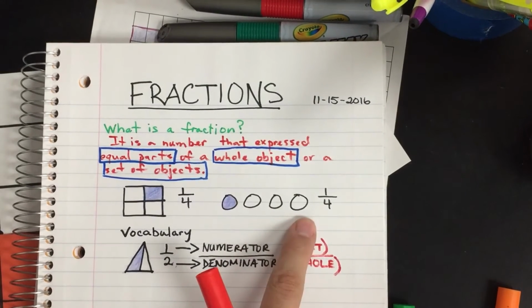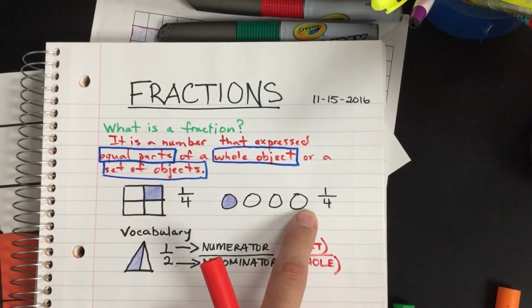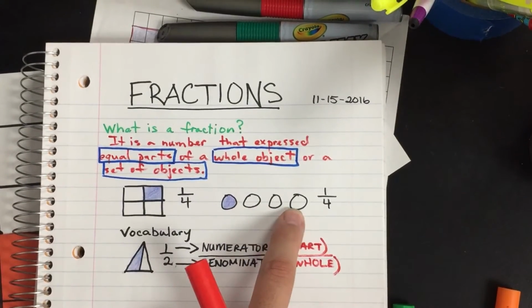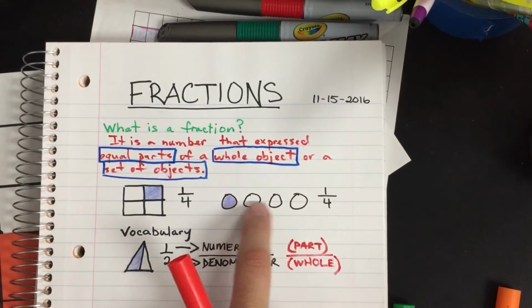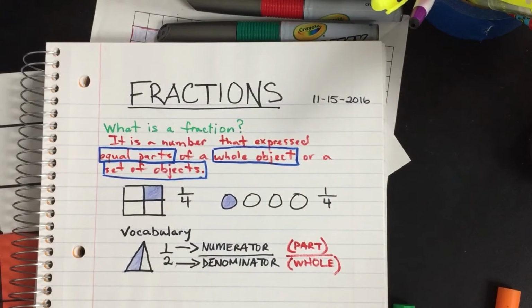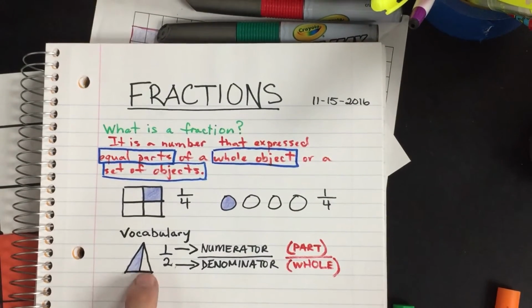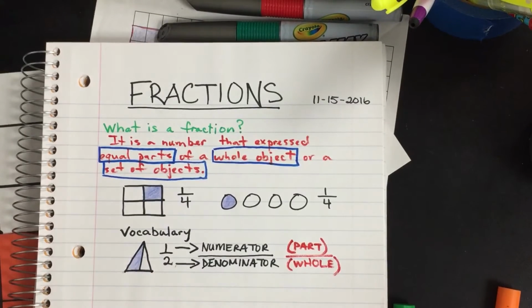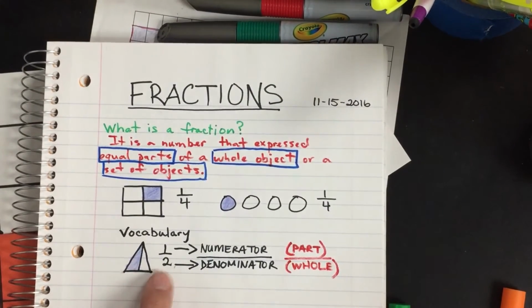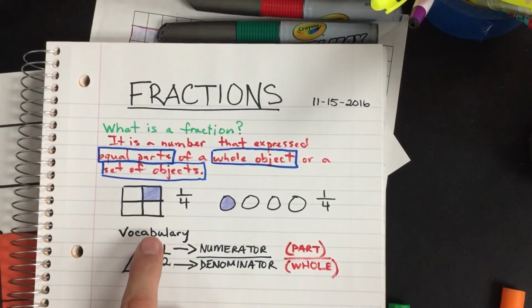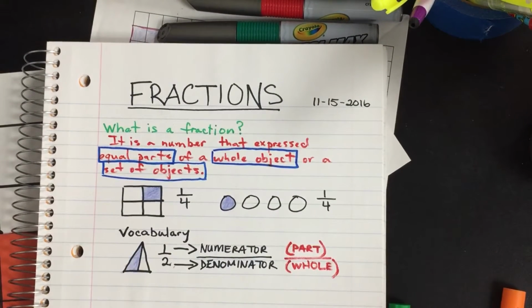Well, if we look right here, there's 4 whole parts, right? We only shaded in what? 1. So that's the part, and the 4 is the whole, right? Okay, just like this. When we count these, how many wholes do we have? We have 1 whole, right? But how many parts? 2. And how many parts are shaded? 1, right?